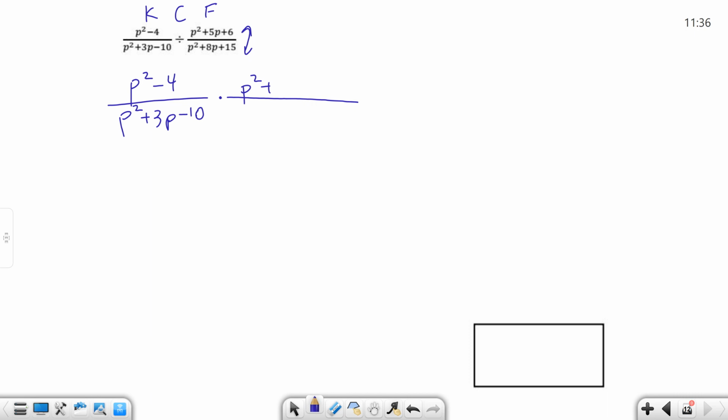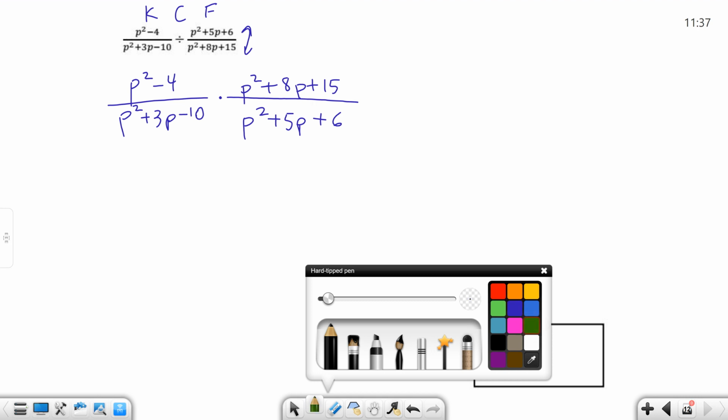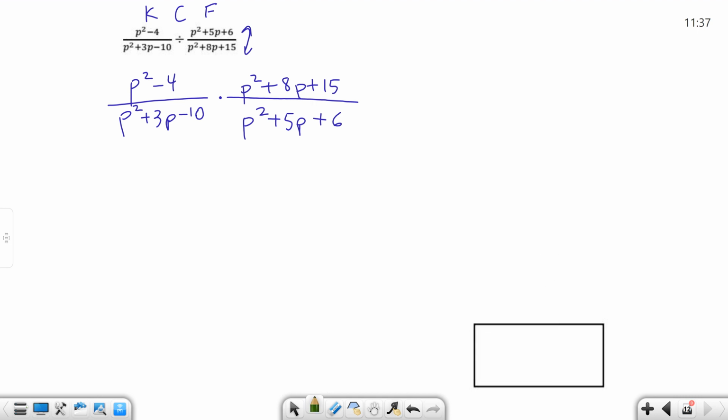So p squared plus 8p, right? The 8p one goes in the top. That's enough to know which one, right? Because this one is p squared plus 5p plus 6, and it goes in the bottom or denominator. And then after I do that, all right, then I'm going to come back and factor all of these things. So let me go ahead and put my fraction lines here so I can factor them.